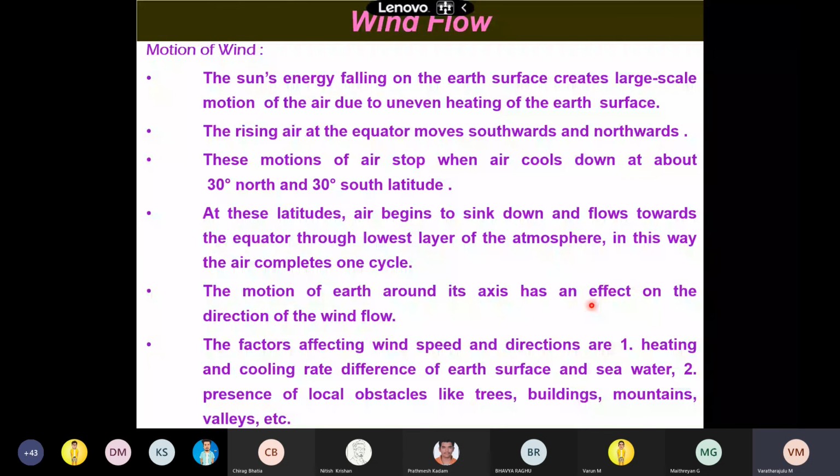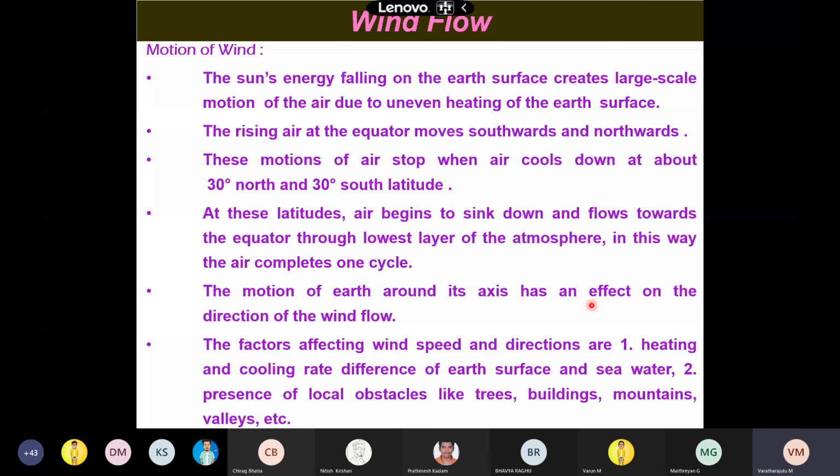Therefore, the motion of Earth around its axis has an effect on the direction of the wind flow, and the factors affecting the wind speed and direction are, one, the heating and cooling rate difference on the Earth's surface and seawater, and the presence of local obstacles like trees, buildings, mountains, and valleys. Even these things will affect the wind speed and the direction.